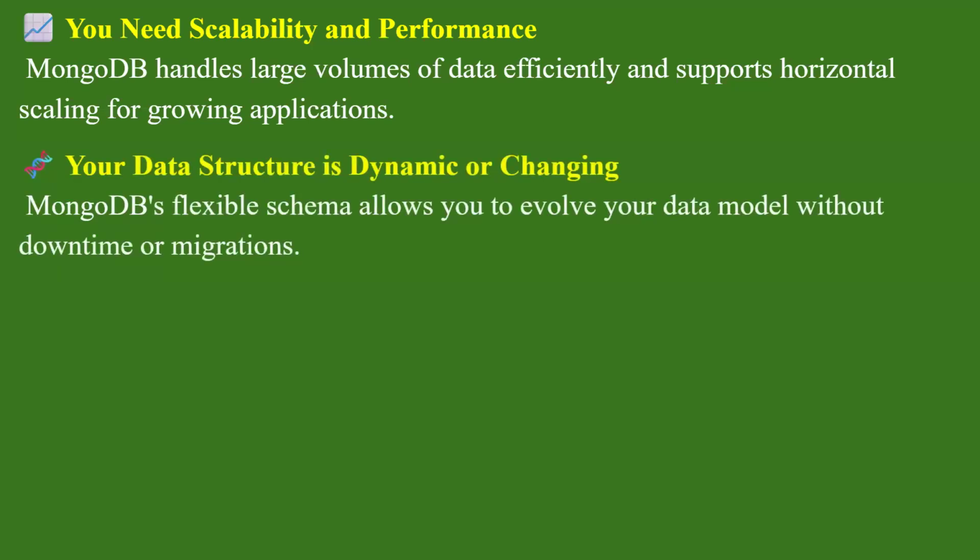Next, if your data structure is dynamic. Data structure is dynamic means unstructured data. If you think that your application is going to deal with more unstructured type of data, in that case, your best suitable database is MongoDB, because it allows you flexible schema. So depending upon requirement, you can decide how you want to store the data. So if you have such requirement, then again, MongoDB is more suitable.